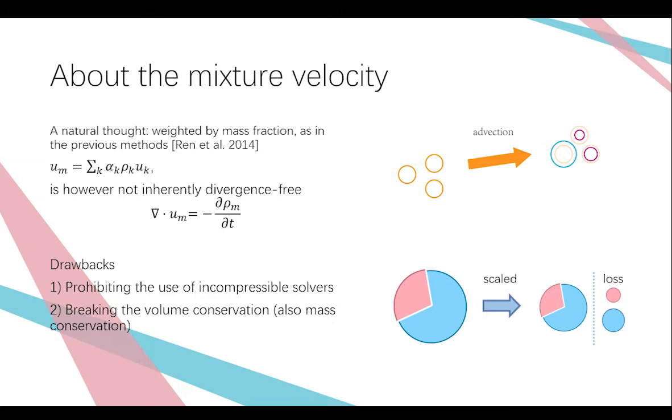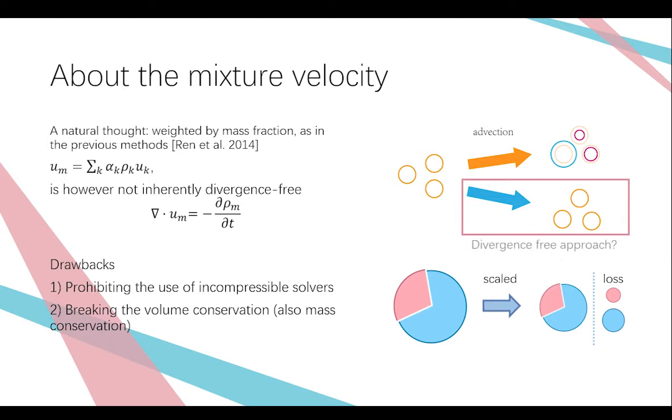First, we cannot use the incompressible solvers like IISPH or DFSPH, so both the efficiency and stability is limited. Besides, if we advect the particles with this velocity, the volume of particles are actually changing, and the previous method neglected this effect, and the particle is scaled back to its original volume, and the mass loss of different phases are also different. For single-phase fluid, this is not a problem, but here it breaks the mass conservation. So is there a way to make the mixture velocity divergence-free so that we can both increase the efficiency and also conserve the mass? The answer is yes.